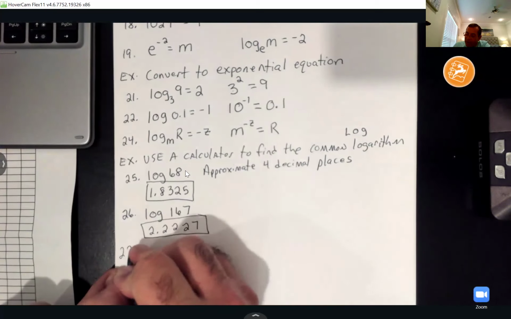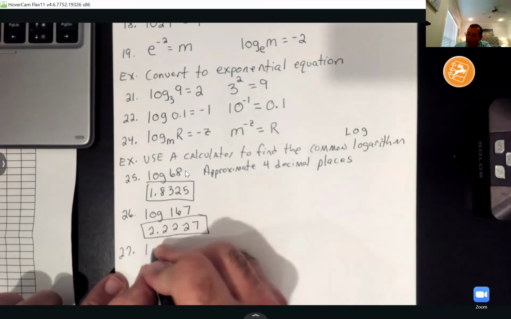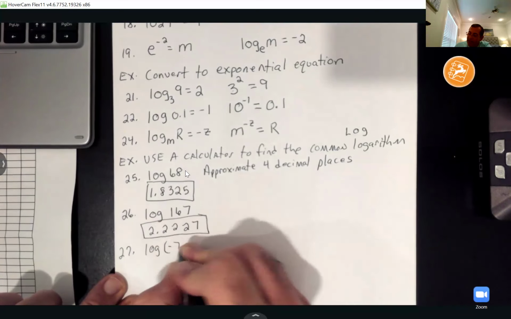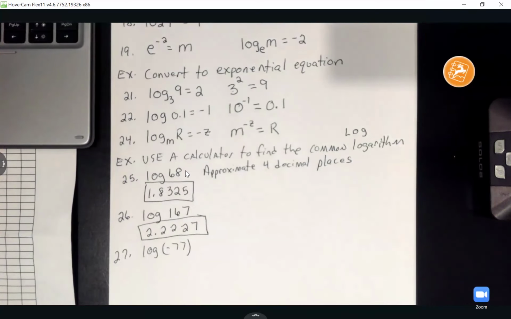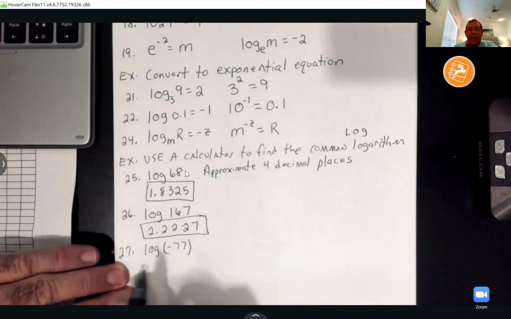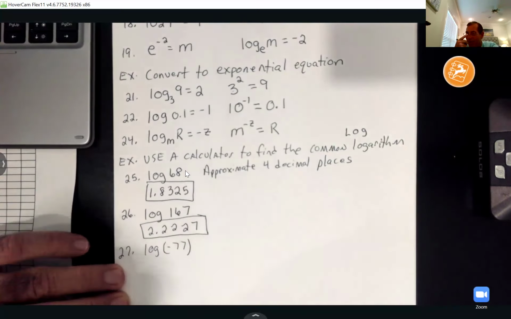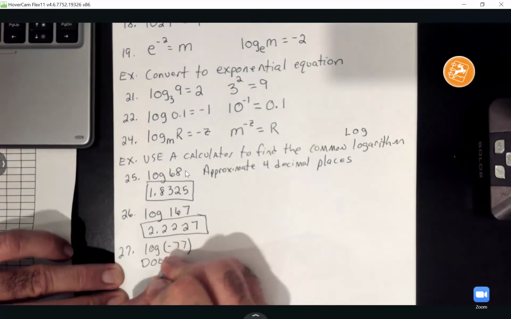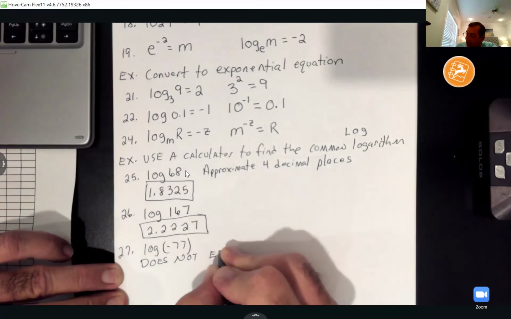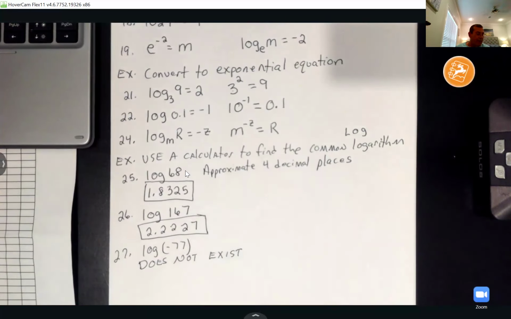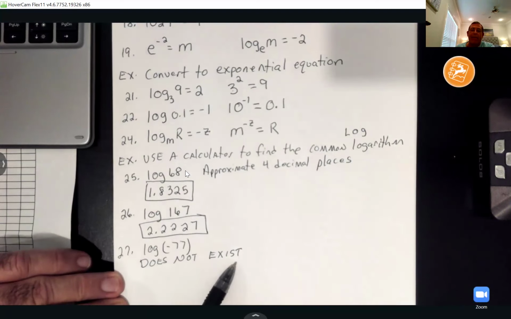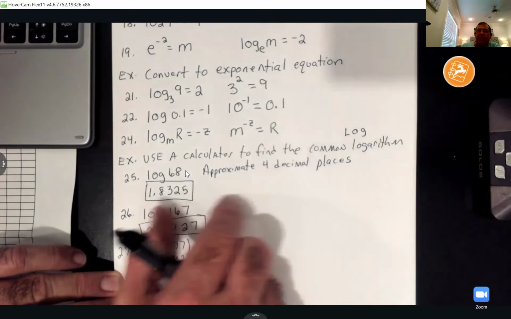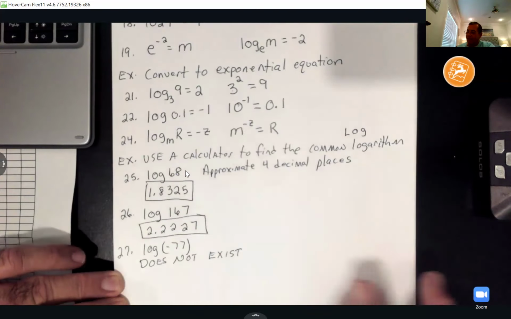All right, let me see what y'all do on this number 27 then. Log of a negative 77. It doesn't exist. Oh, wow, good job. Because we can't take the log of a negative number. Good job. And they'll actually have a blank that says does not exist on it, okay? I think it looks like choice B on those. So anytime a log is of a negative number, you automatically put that. That's why that graph didn't go to the left side of that y-axis, okay?